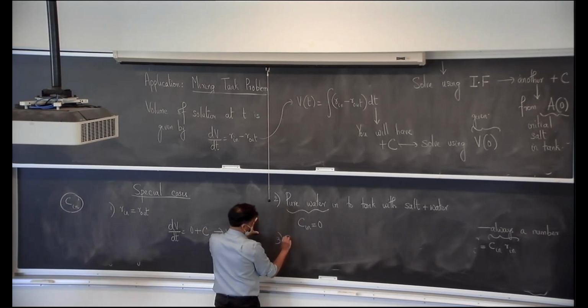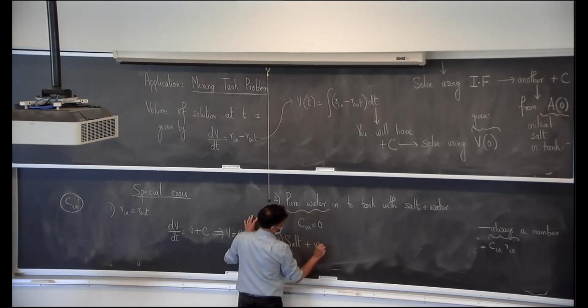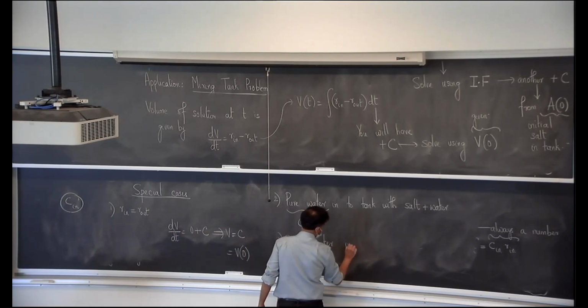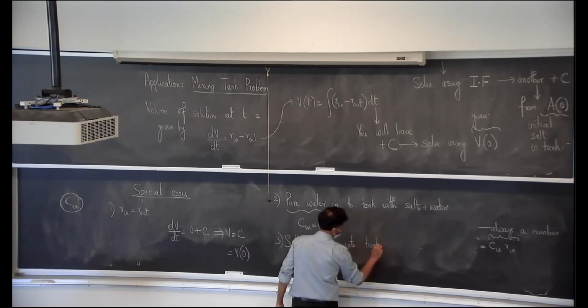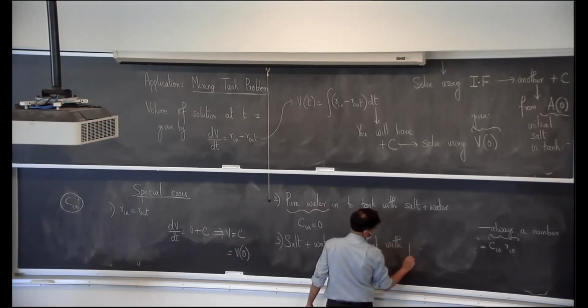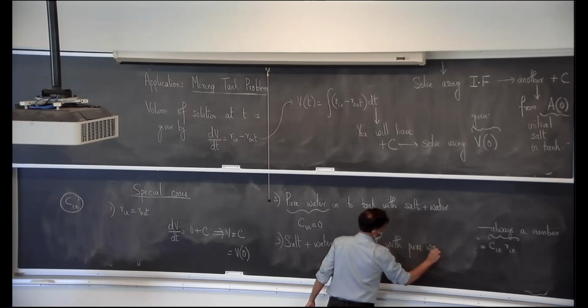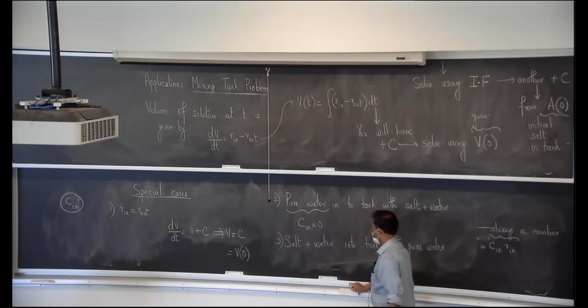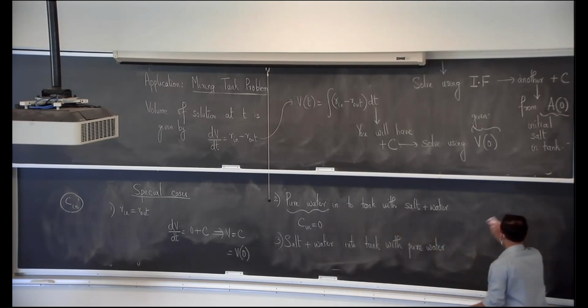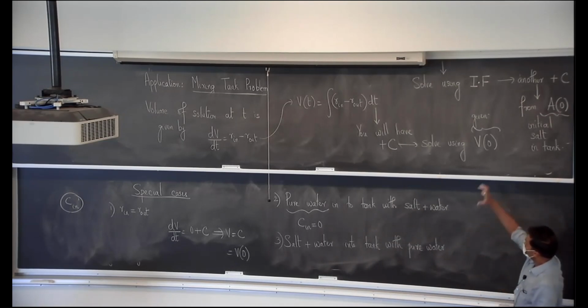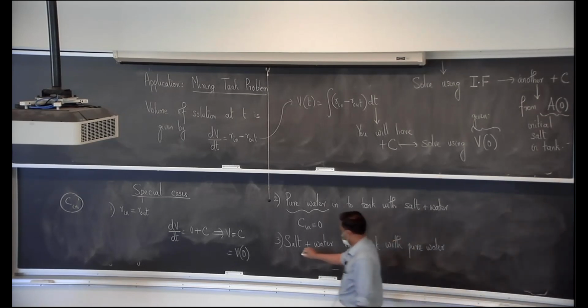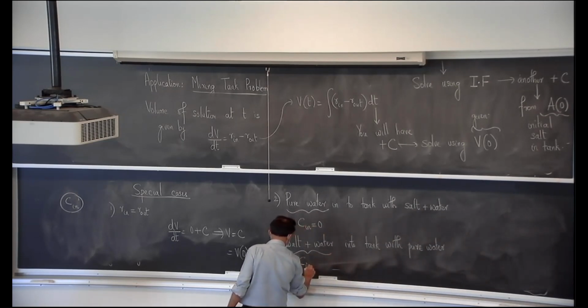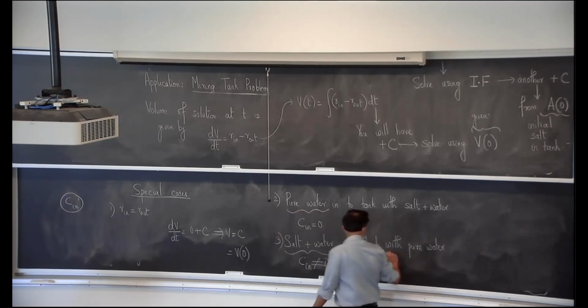Case 3: salt and water into a tank with pure water. What is the meaning of this in terms of whatever we just wrote there? Is something going to change? So C in is not equal to 0. There will be some number. What does this mean?